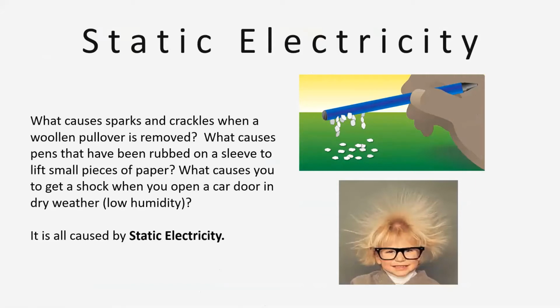So, what is static electricity and how different is it to the electricity we use to power our homes? As the title implies, static means not moving, whereas the electricity that we use in our homes is current electricity, where you have movement of charge passing through the wires.